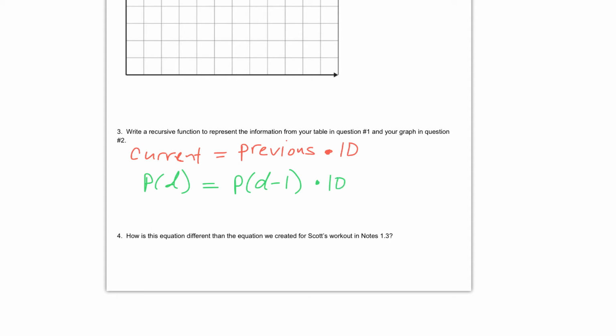And in order to have a recursive function, we also need to list that first term. So we also have to list down here that our first term, P of 1, is equal to 8.